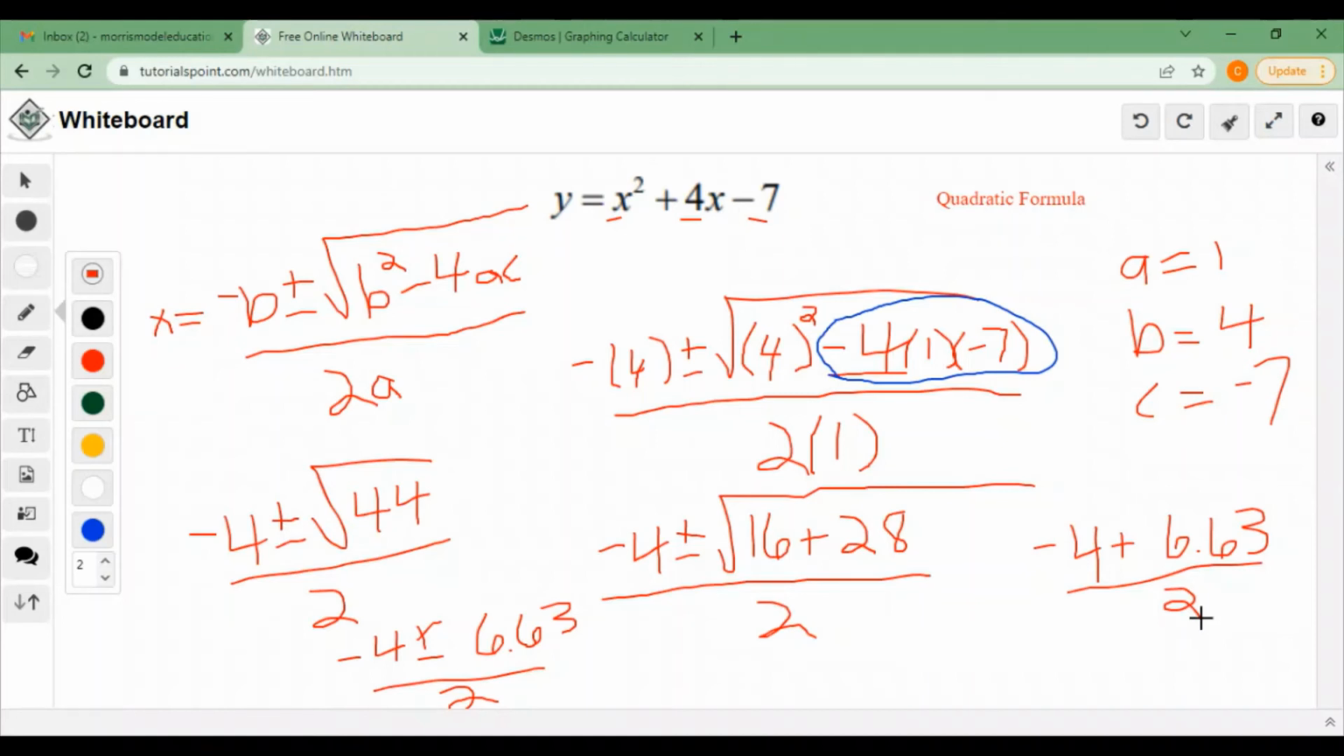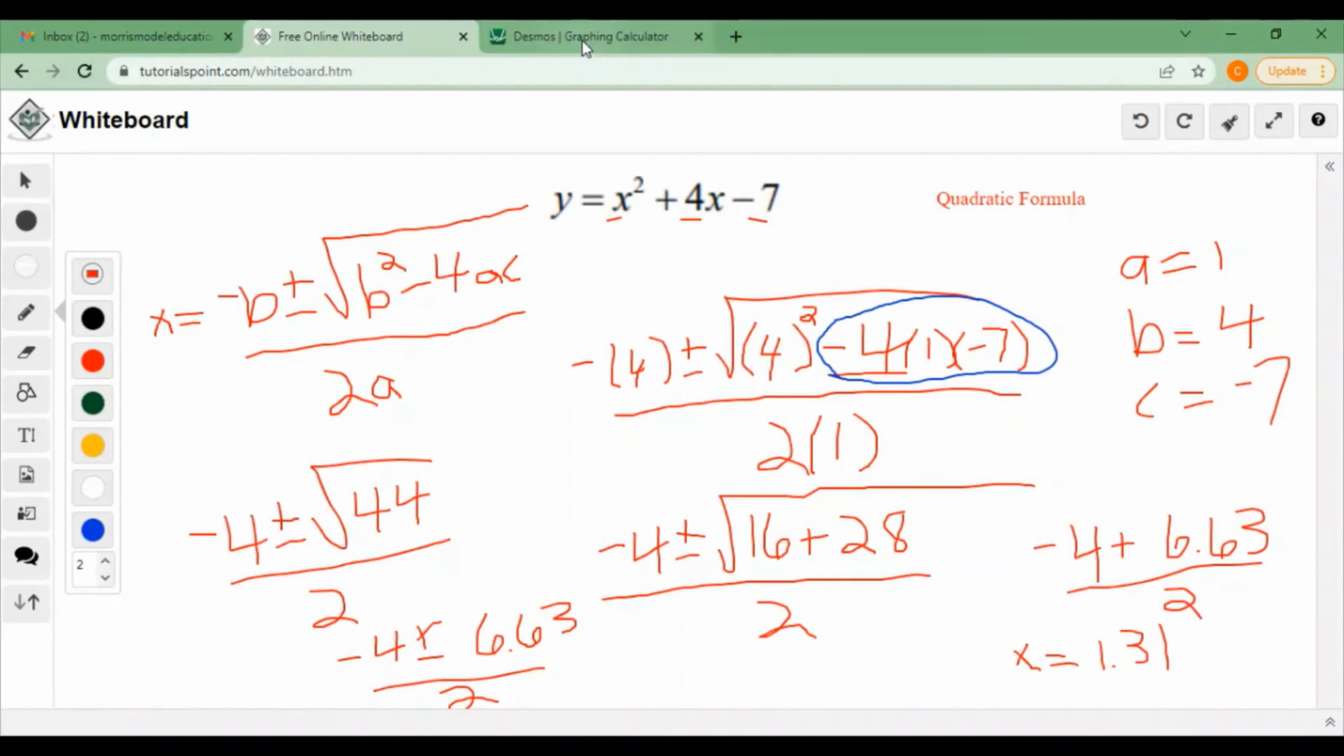So we're going to do a -4. We're going to add 6.63. This is going to be an approximation. Divide that by 2, right? And that should be about 1.31. So I'm going to put that here so you guys can see it for my visual folks. All right, so we know one of our x-intercepts, one of our zeros, solutions, whatever you want to call it, our roots would be 1.31.